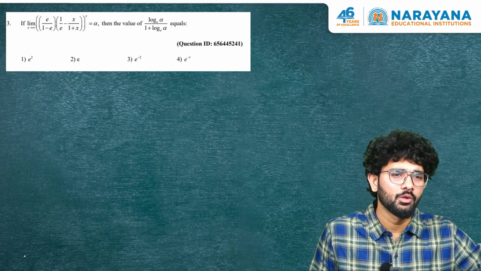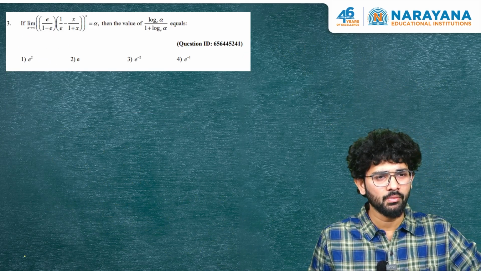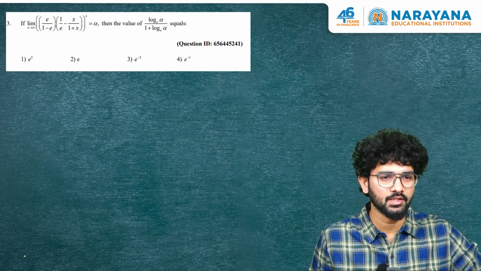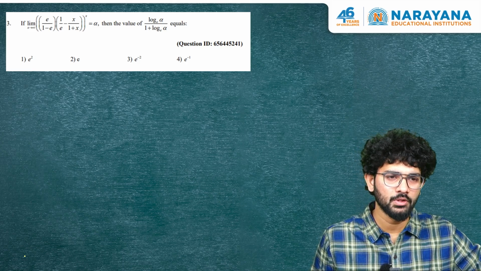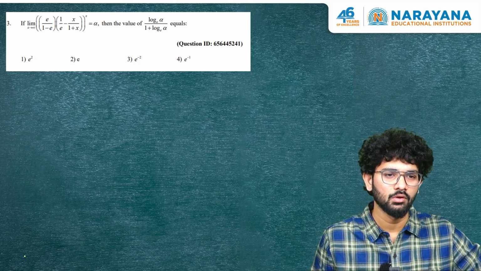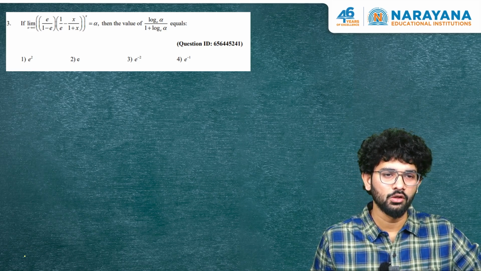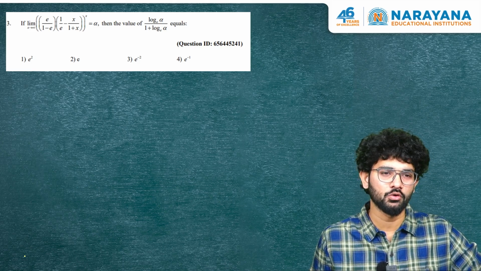So given limit x tends to infinity, e by 1 minus e into 1 by e minus x by 1 plus x whole power x is equal to alpha. So before we simplify this limit, we need to observe this limit is tending to which form, whether 1 power infinity form or 0 power 0 form.